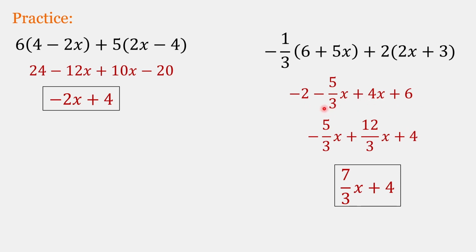And then in order to add negative 5/3 x plus 4x, the first step is finding that common denominator. So the common denominator between 5/3 and 4 will be 3. We have equivalent terms here, so 4x is the same thing as 12/3 x. Those mean the exact same thing. But we now have a common denominator. 12 minus 5, or negative 5 plus 12, is going to give us 7. Keep the common denominator, so 7/3 x plus 4.